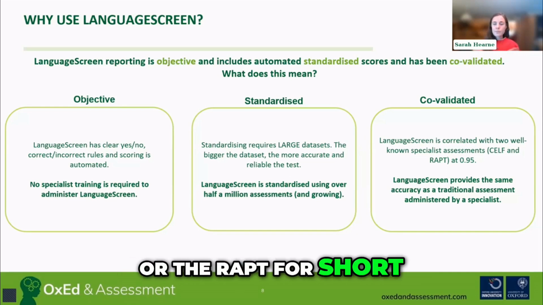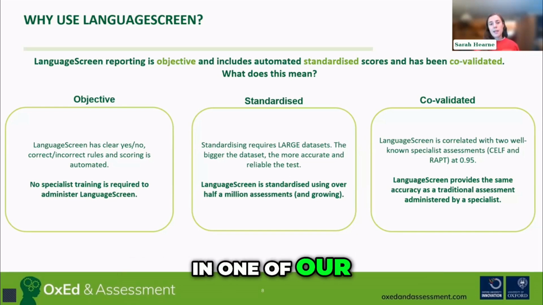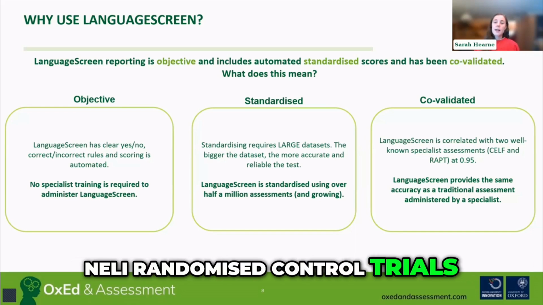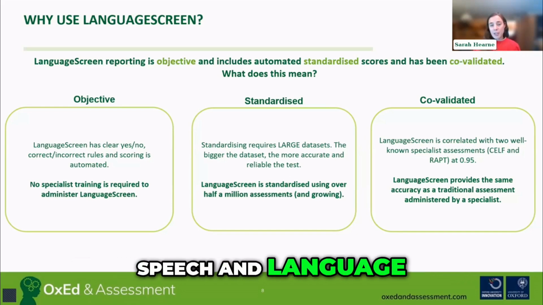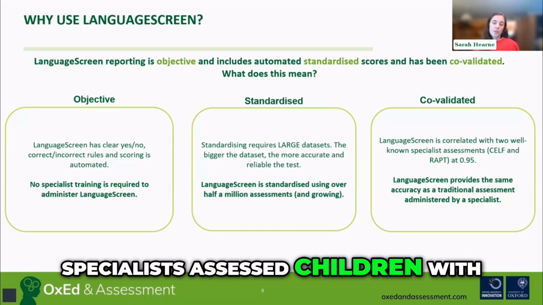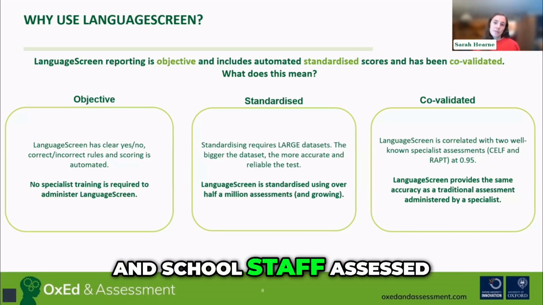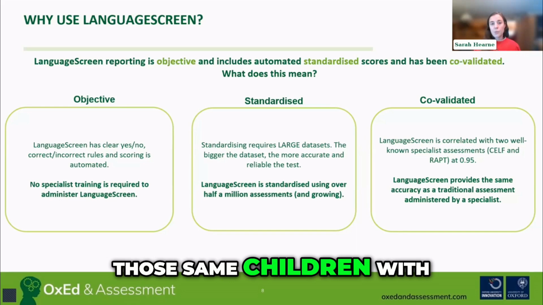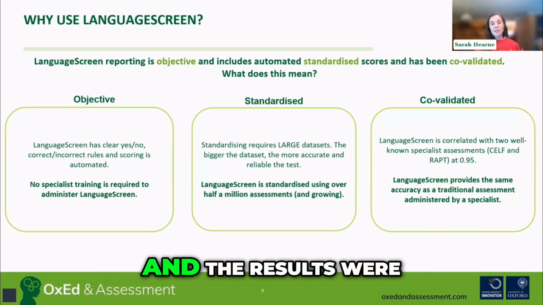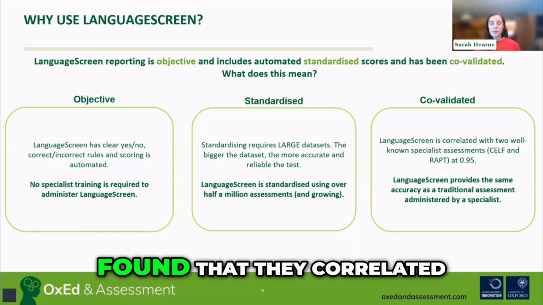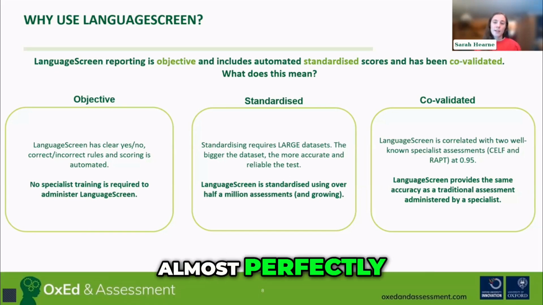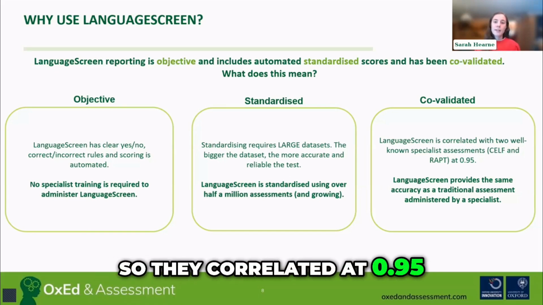Now, in one of our randomized control trials, speech and language specialists assessed children with these two traditional assessments, and school staff assessed those same children with LanguageScreen. And the results were compared, and it was found that they correlated almost perfectly. So they correlated at 0.95.